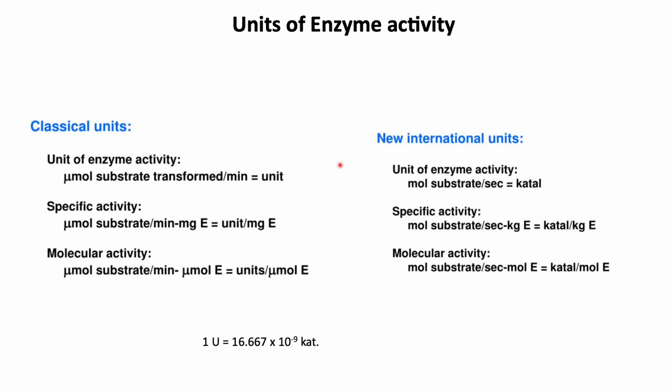The standard unit of enzyme activity is micromole substrate transformed per minute, whereas in international units it is represented as Katal, which is a mole of substrate per second. And the specific activity is given by micromole substrate per minute per milligram of the enzyme.